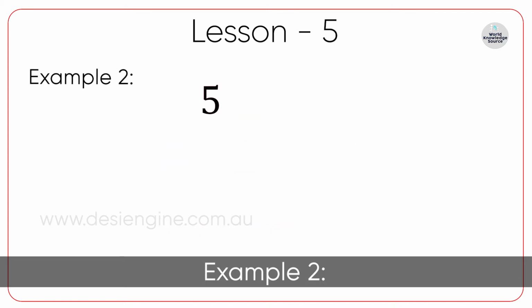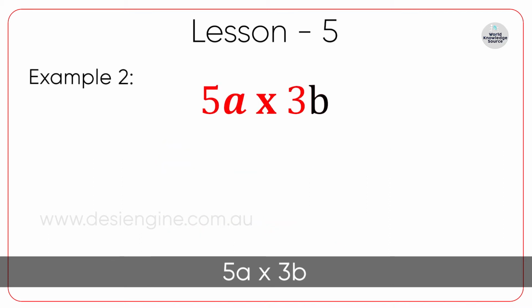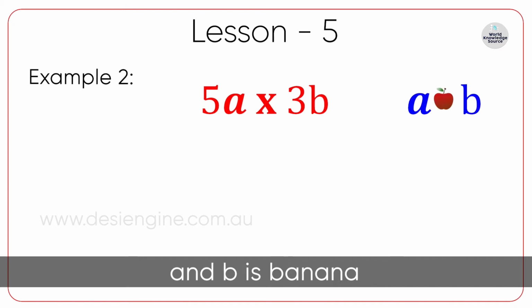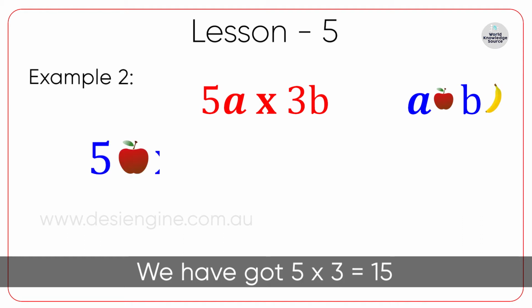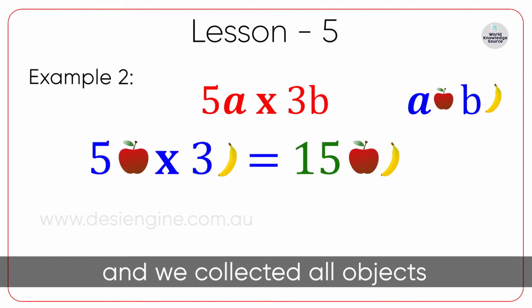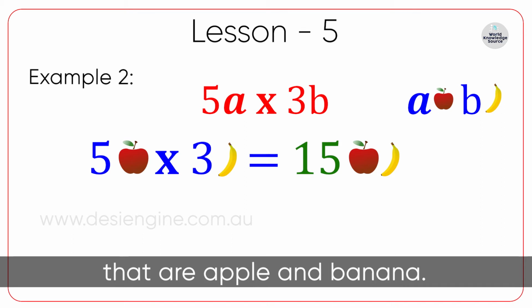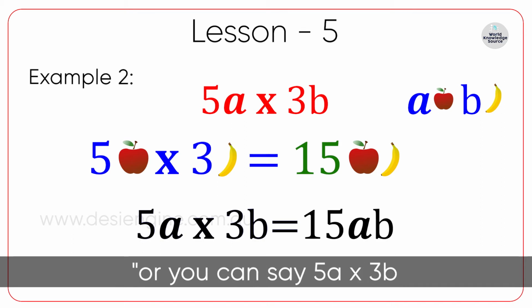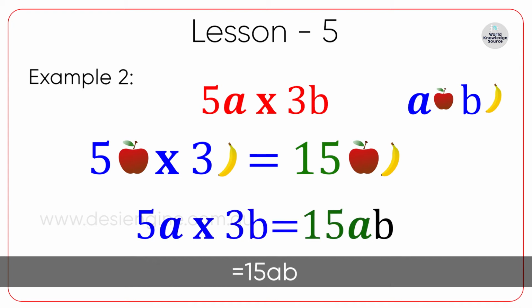Example 2. 5a times 3b. If object a is apple, and b is banana, we have 5 times 3 equals 15, and we have collected all objects that are apple and banana. Or you can say 5a times 3b equals 15ab.